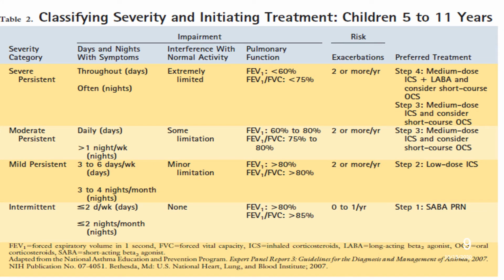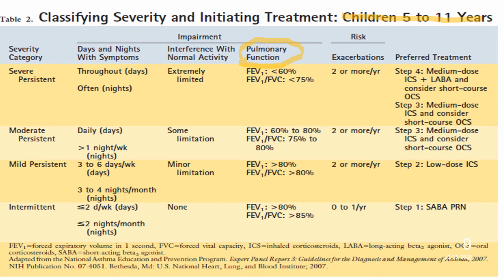Okay, so now this graph, which is very similar to the last one, the only difference is we're talking about children 5 to 11 years old. The difference between under 5 and over 5 is you can do spirometry. So you notice now we have pulmonary function right here, so you can do spirometry testing. Again, the severity categories are the same: intermittent, mild, moderate, and severe, based upon the symptoms, which are very similar.